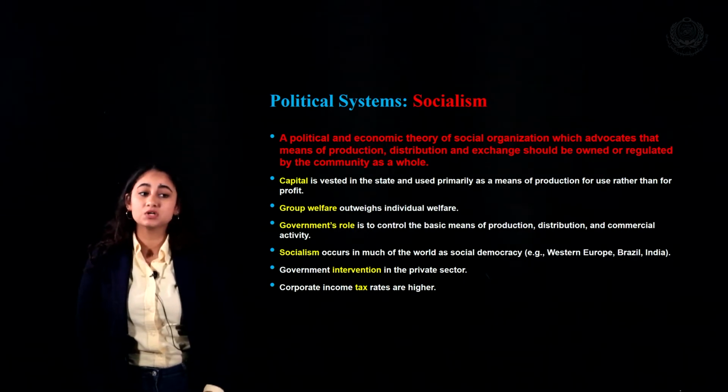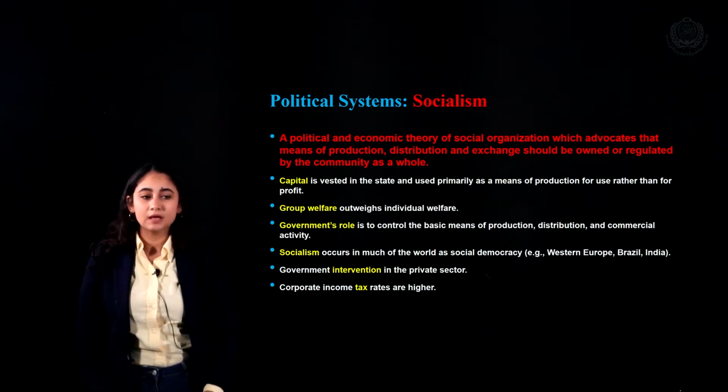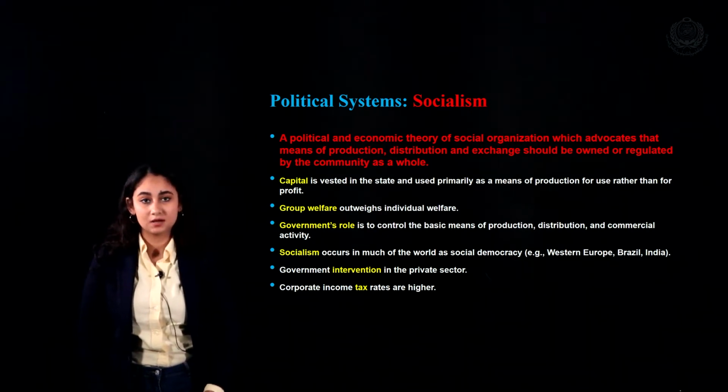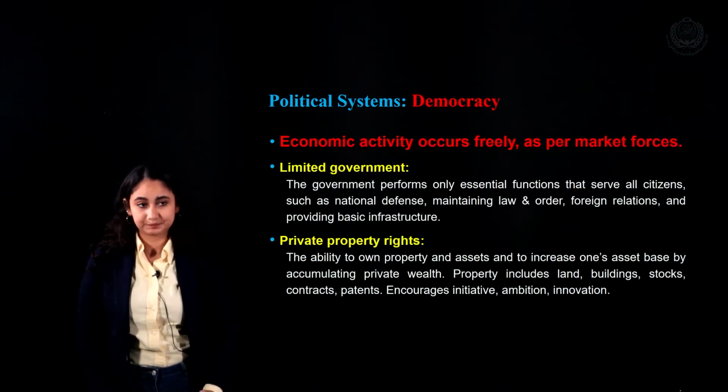Socialism occurs in much of the world as a type of social democracy, mainly in Western Europe, Brazil, and India. And in such a political system, the government intervention is usually in the private sector, and the corporate income tax rates are higher, and this is also to control and to monitor the private sector.